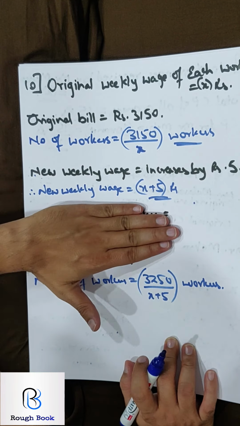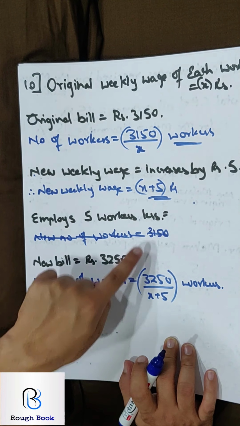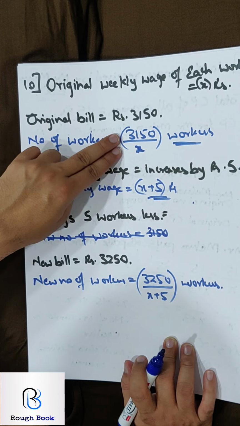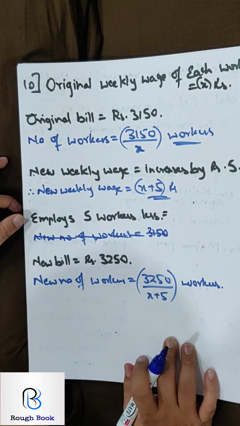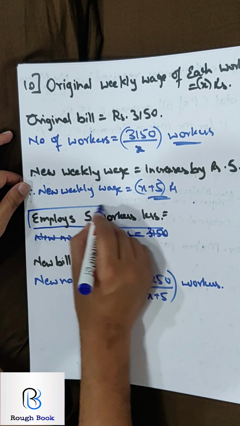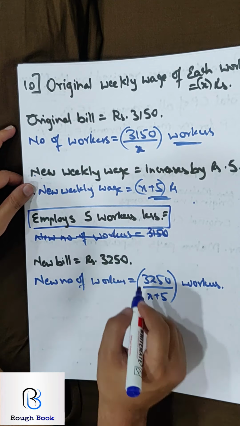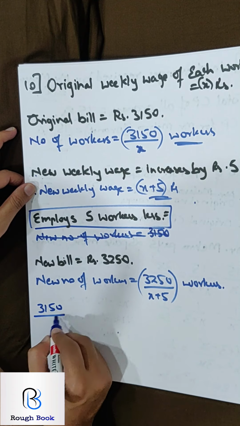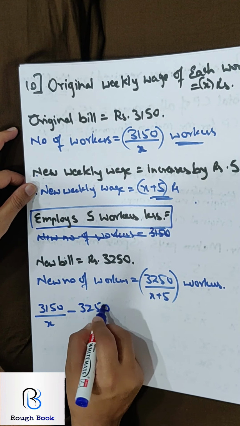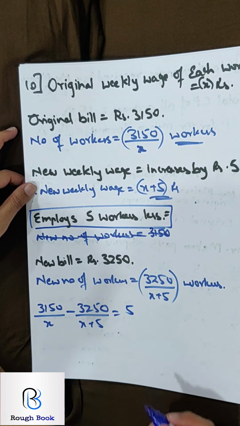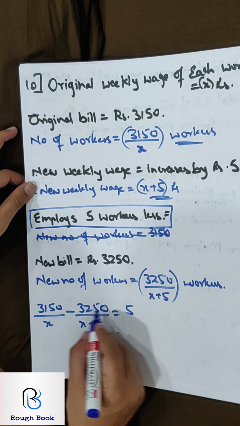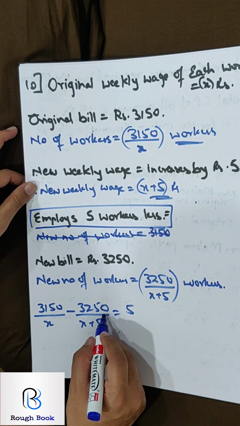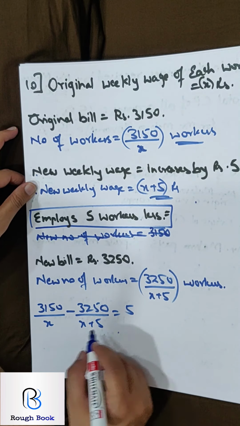Employs 5 workers less, we'll look at this later. New bill 3250 divided by this, so I get x plus 5. Once I got this number of workers, here the number of workers are 5 less. So now I am using this statement and I will create the equation. That is, this number of workers are 5 less, these are 5 more. So 3150 upon x minus 3250 upon x plus 5 equals 5. Are you getting it? I can divide everything by 10 probably, or even by 50, because these two are divisible by 50 definitely, or just take normal calculation. So let's try normally.